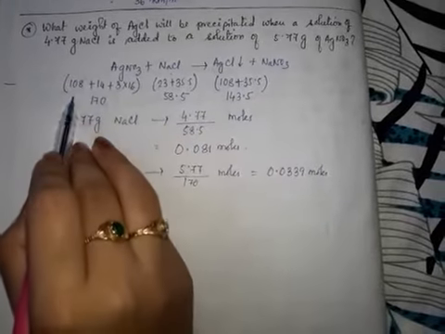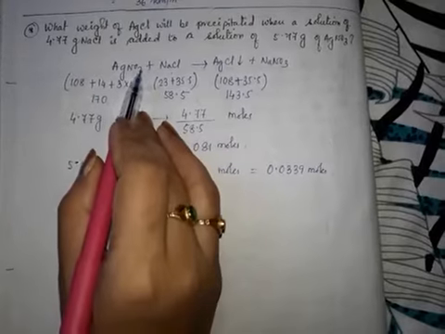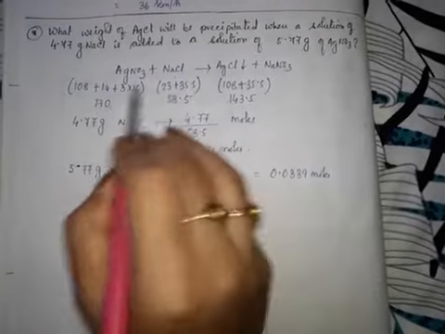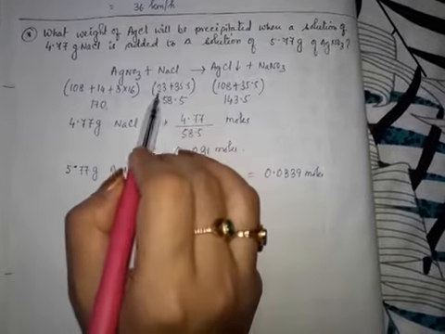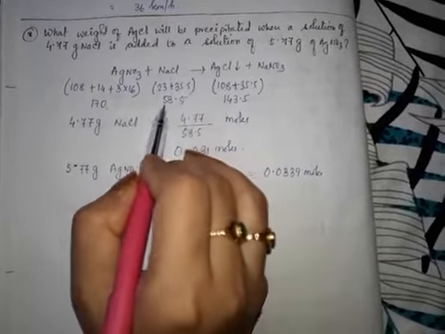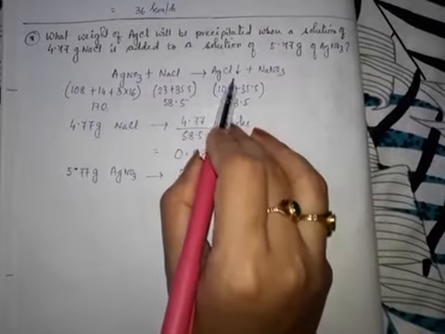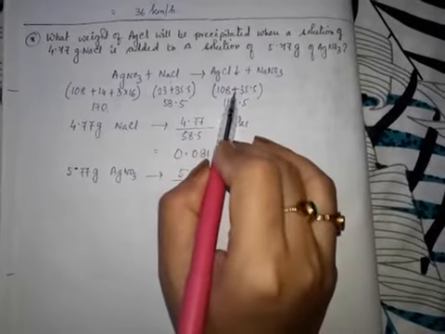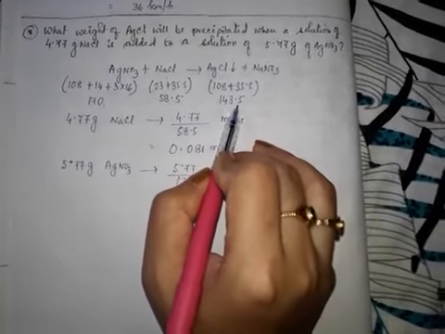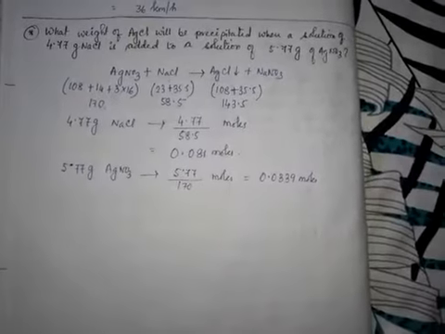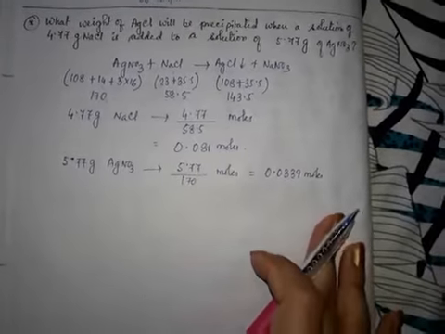Now we have to calculate the molar masses of the reagents and the precipitate. So 108 for silver, 14 for nitrogen, 3 into 16 for oxygen, a total of 170 grams for AgNO3. NaCl is 23 plus 35.5, that means 58.5. And for the precipitate AgCl, this is 108 plus 35.5, so a total of 143.5 grams. So the molar masses of the reagents and the precipitate are known to us.